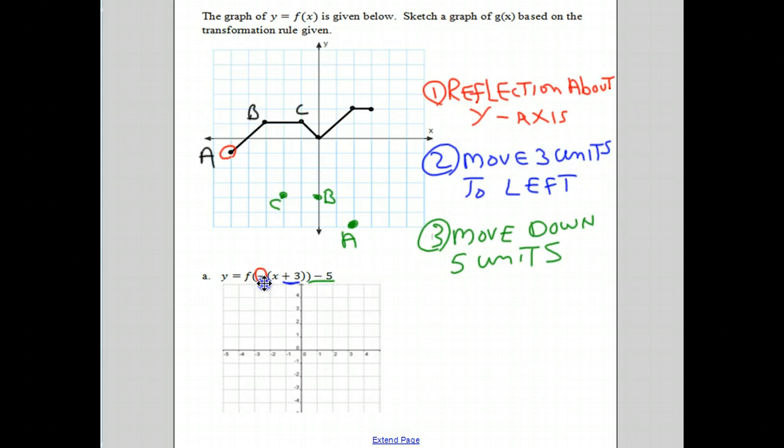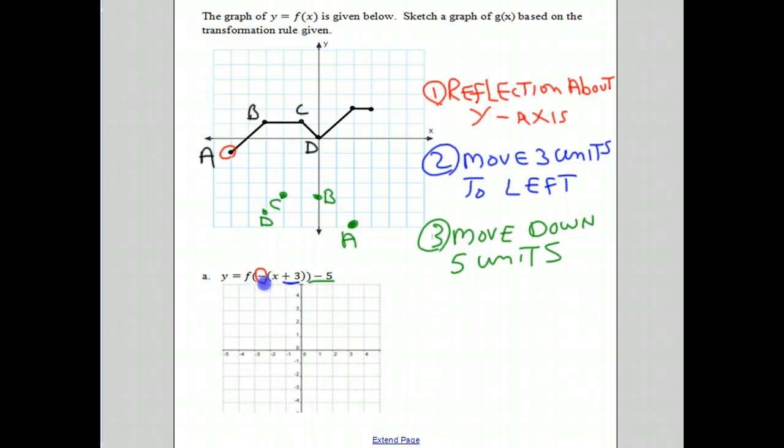So, point D, reflected about the y-axis, which means basically it stays the same because it's right on the y-axis. It moves 3 units to the left. 1, 2, 3. So point D will move there. And finally, it will move down 5 units. 1, 2, 3, 4, 5. And there is point D. And we're done. We'll erase the intermediate points. And let's move on.